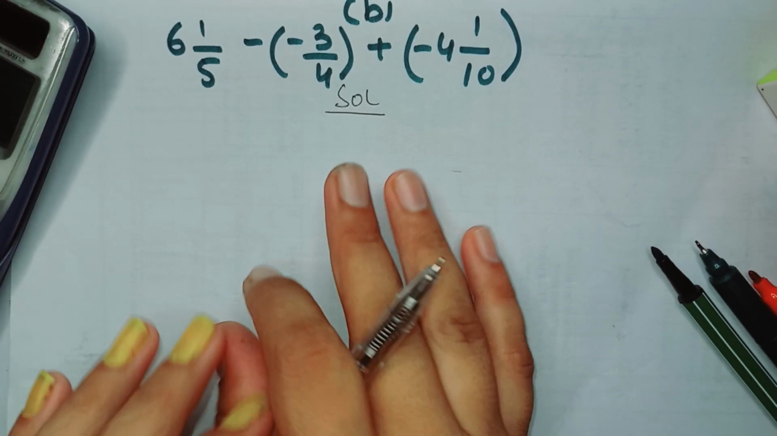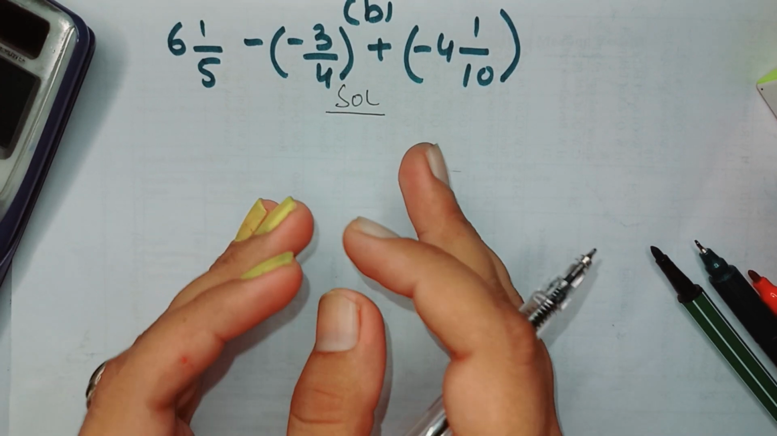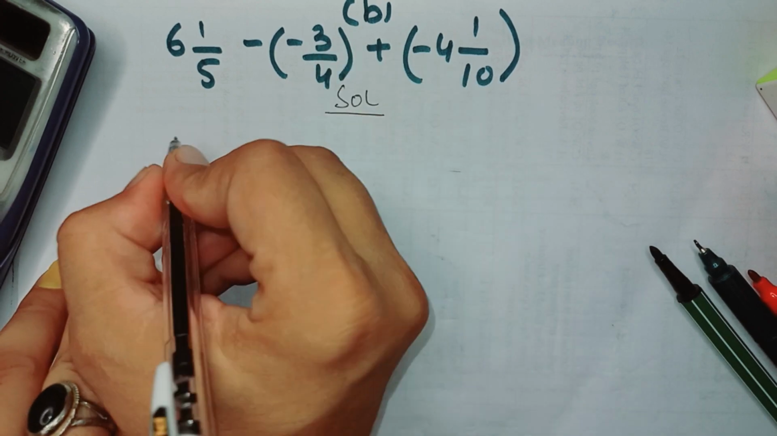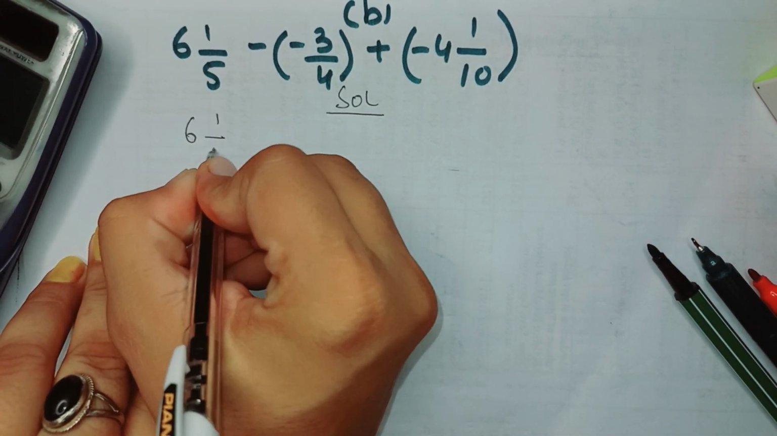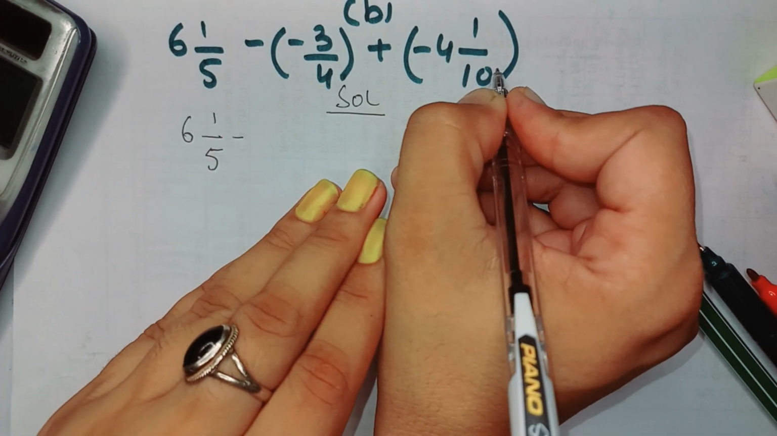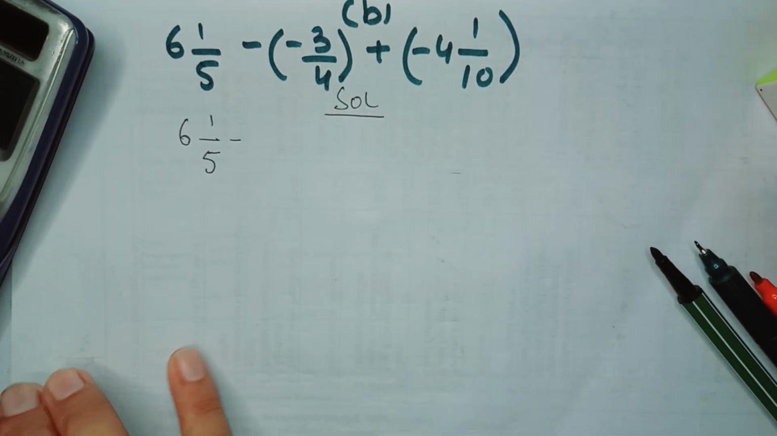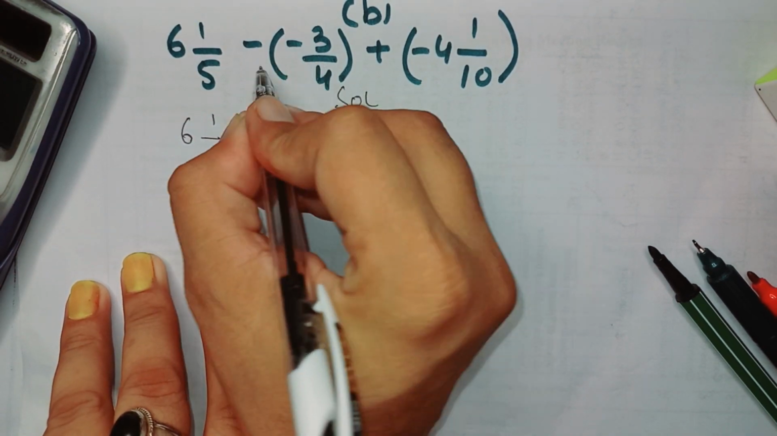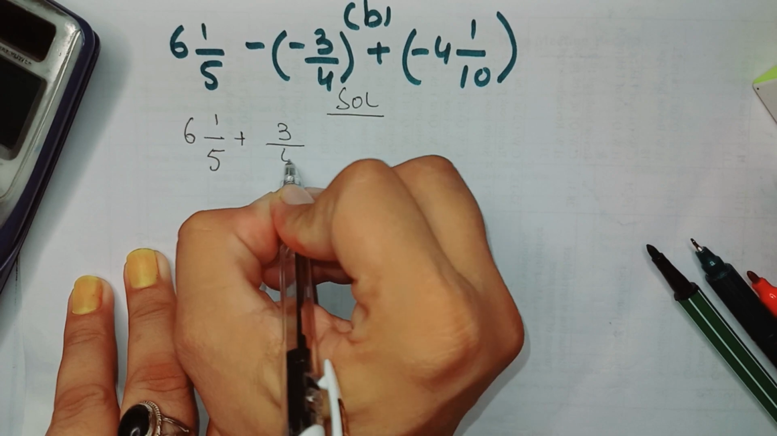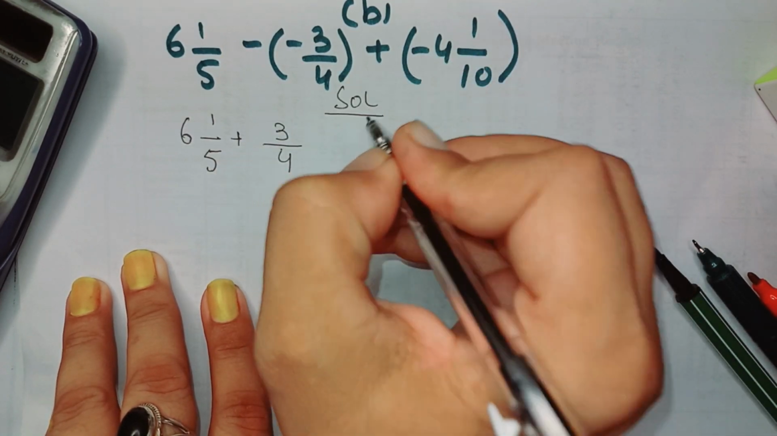Dear students, the B part is also the same. First, you have to convert the mixed number into a fraction. So we can solve this bracket, minus minus plus 3 by 4, because first you have to target the brackets.